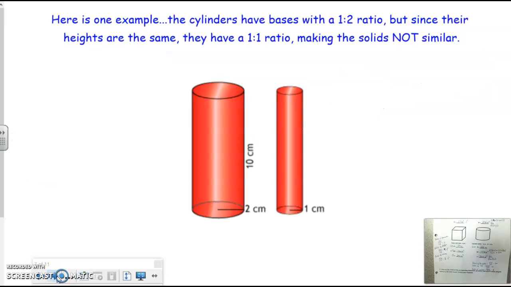And then here's another example of that. You have a cylinder with a radius of 2 and a height of 10, and then you have another cylinder with a radius of 1 and a height of 10. So the bases are similar because they're circles and all circles are similar, but the heights don't have that same ratio. The scale factor here is 1/2, or you could say 1 to 2, and so this would need to be 5 for it to be a similar solid. So these are not similar solids because their dimensions don't have the same ratio.